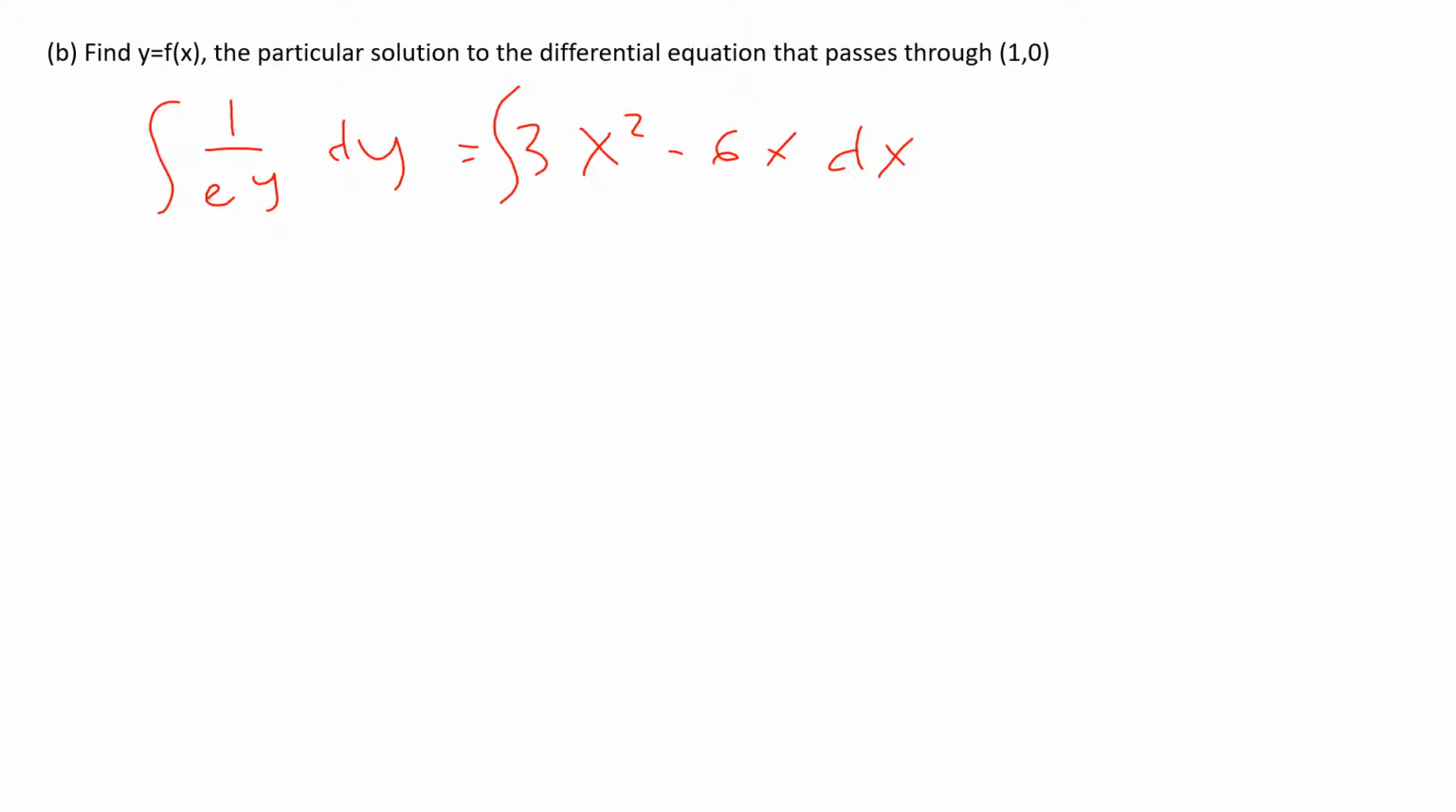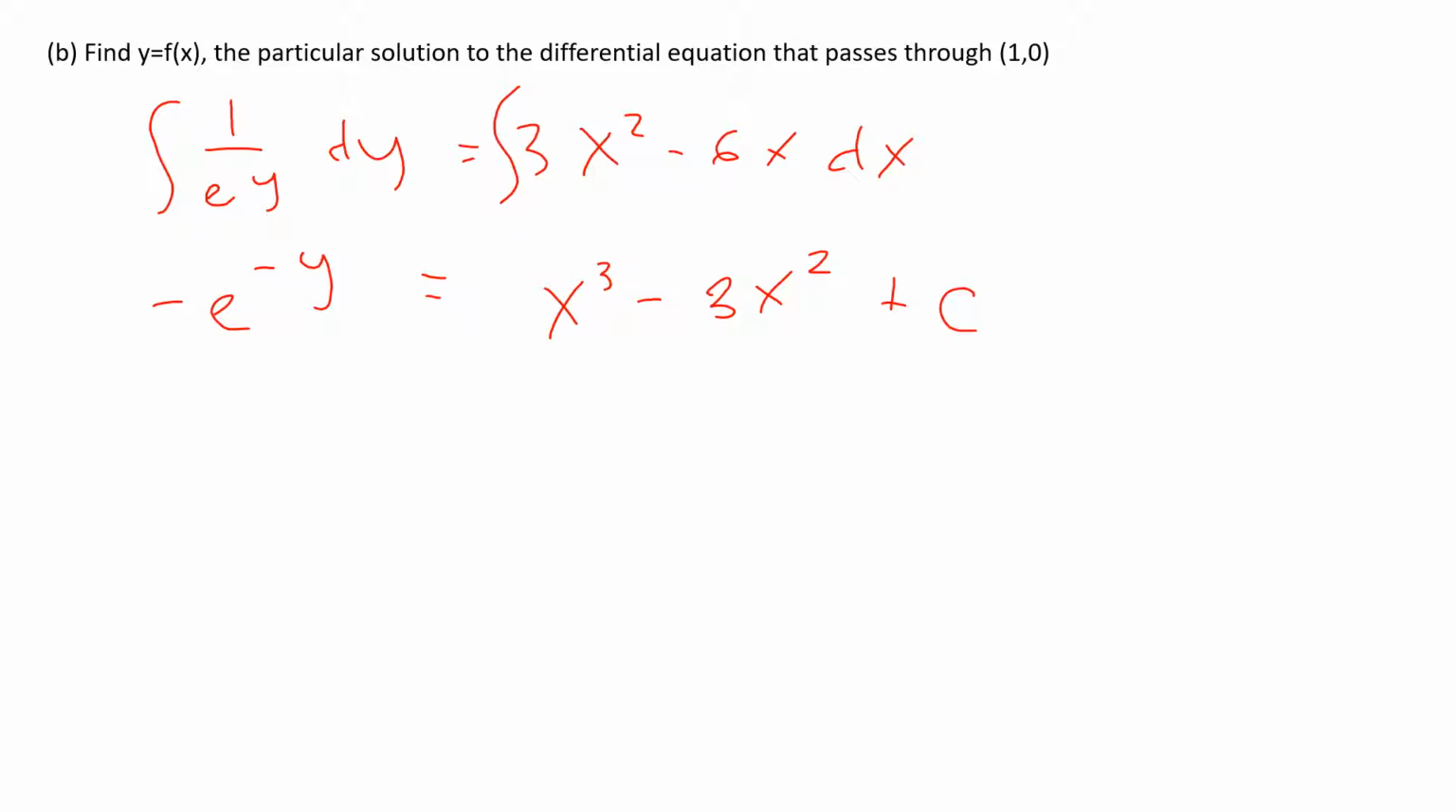The antiderivative of 1 over e to the y is negative e to the negative y, because this is basically like e to the x, it's still e to the x, but we still have the negative, so we add it via chain rule. And then on this side, we have just x cubed minus 3x squared. And don't forget to add your c, your constant here. That was just reverse power rule.